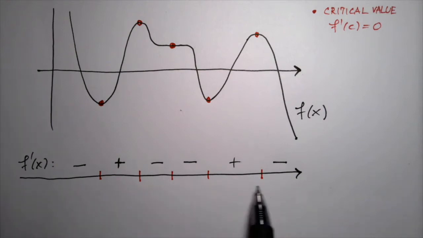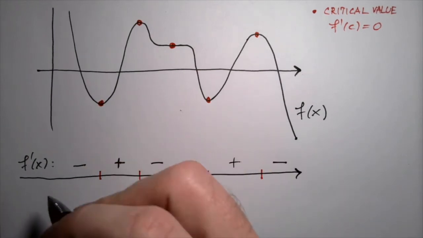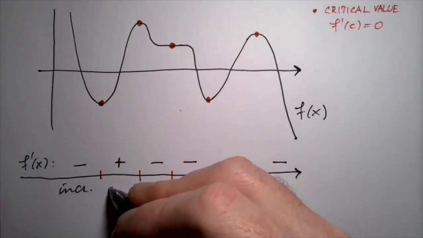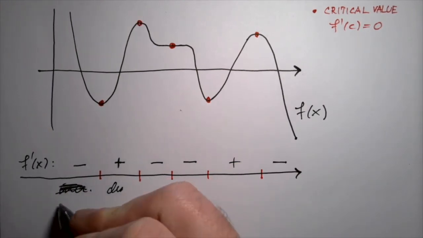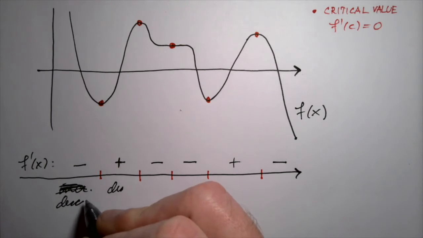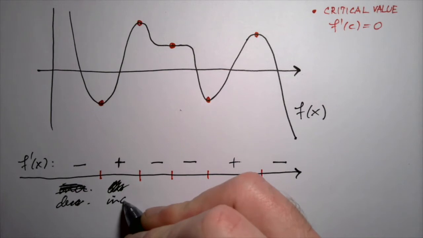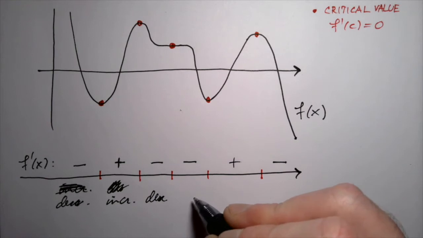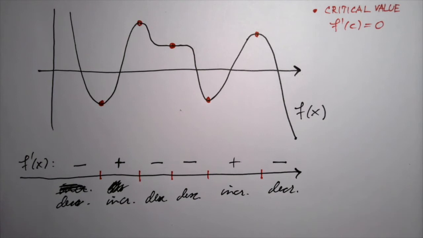So again, these negative and positive first derivatives correspond to the function increasing and negative. That should be decreasing. Pardon me, trying to write decreasing there. And positive here, that'll correspond to increasing, decreasing, increasing, and decreasing. Okay, the function's going up and down.